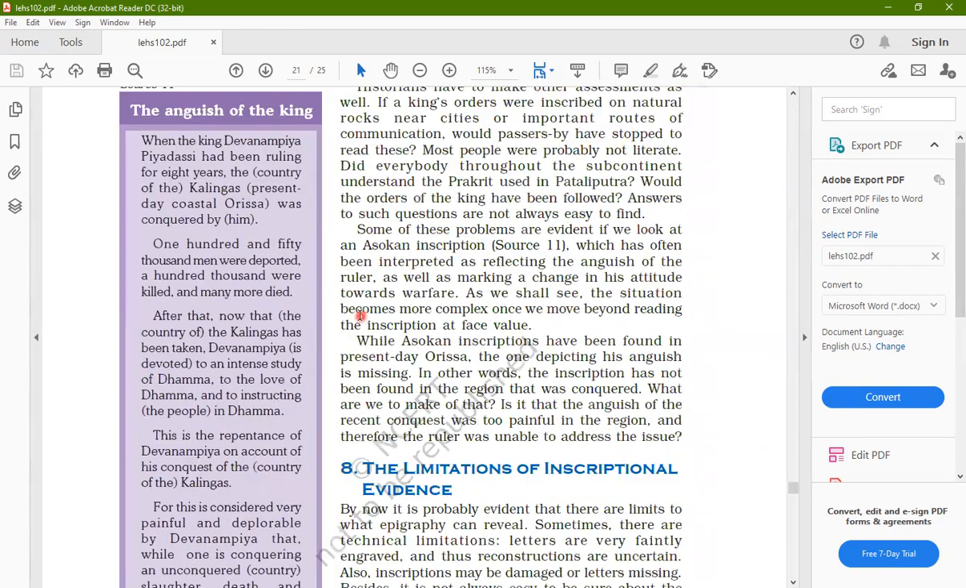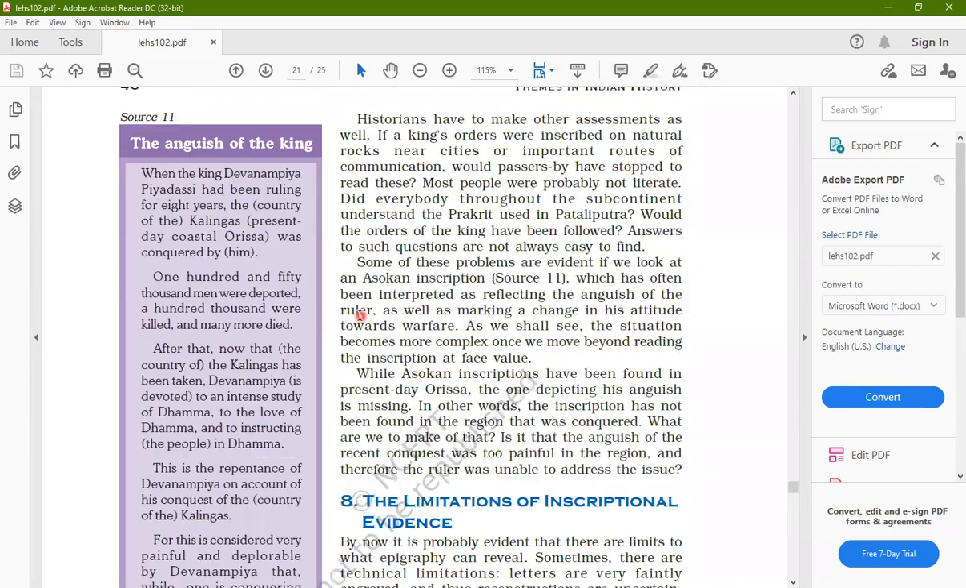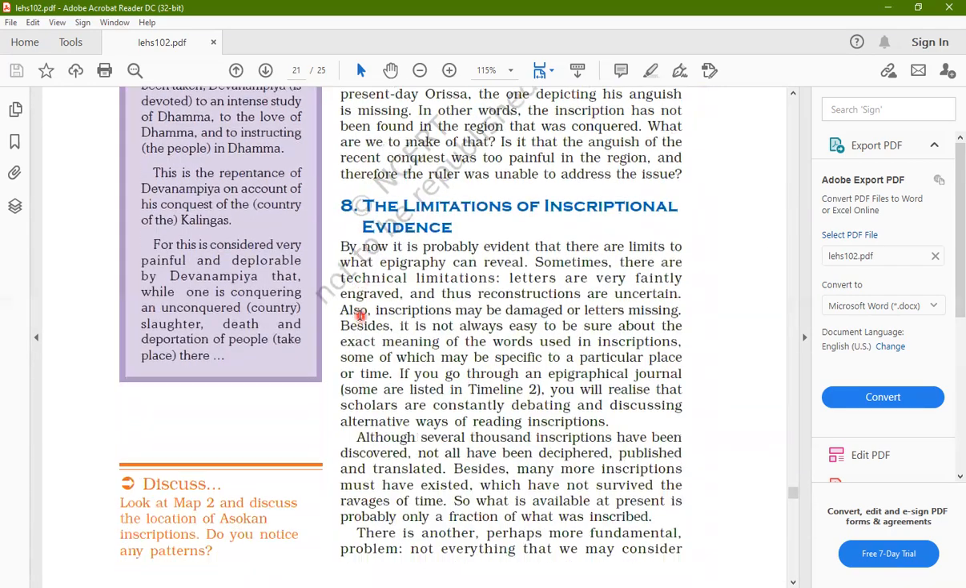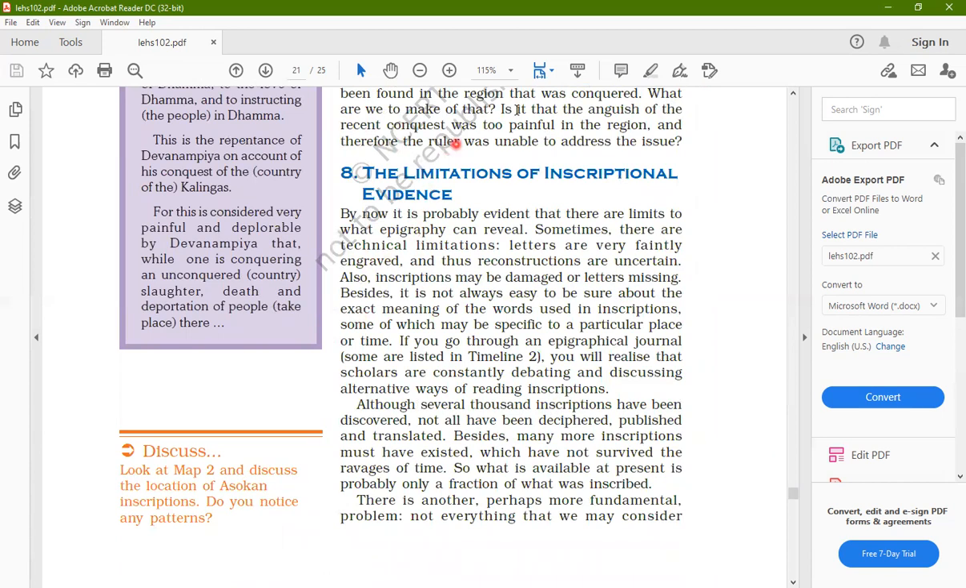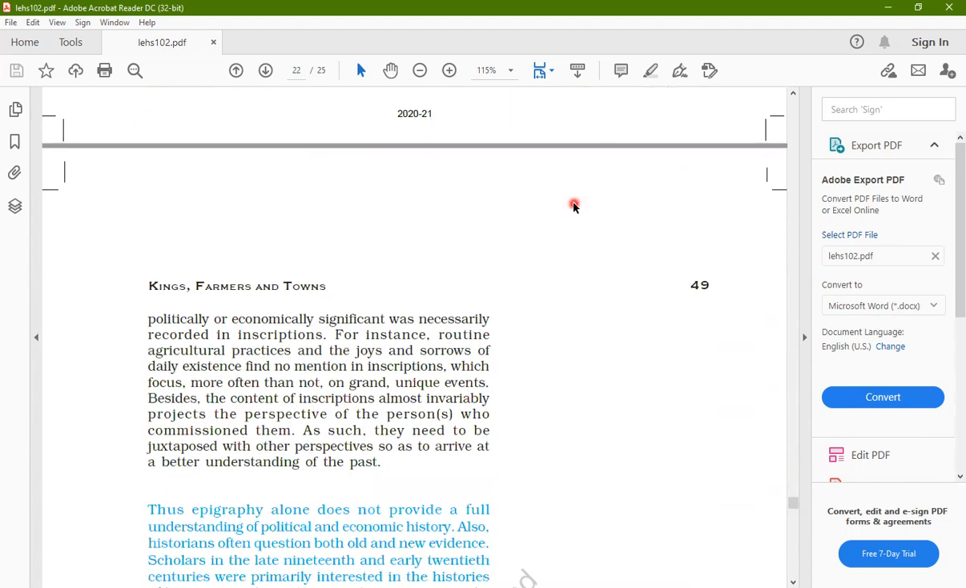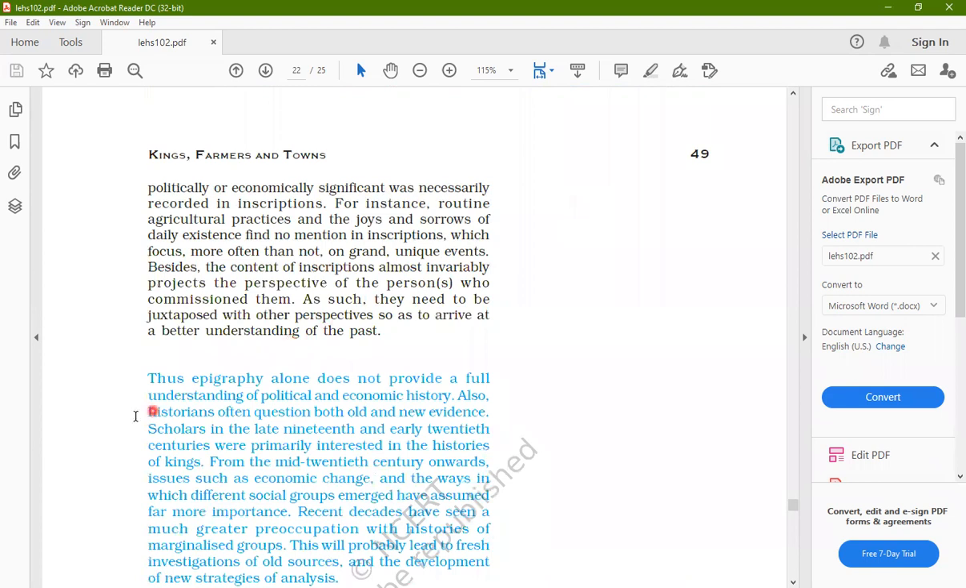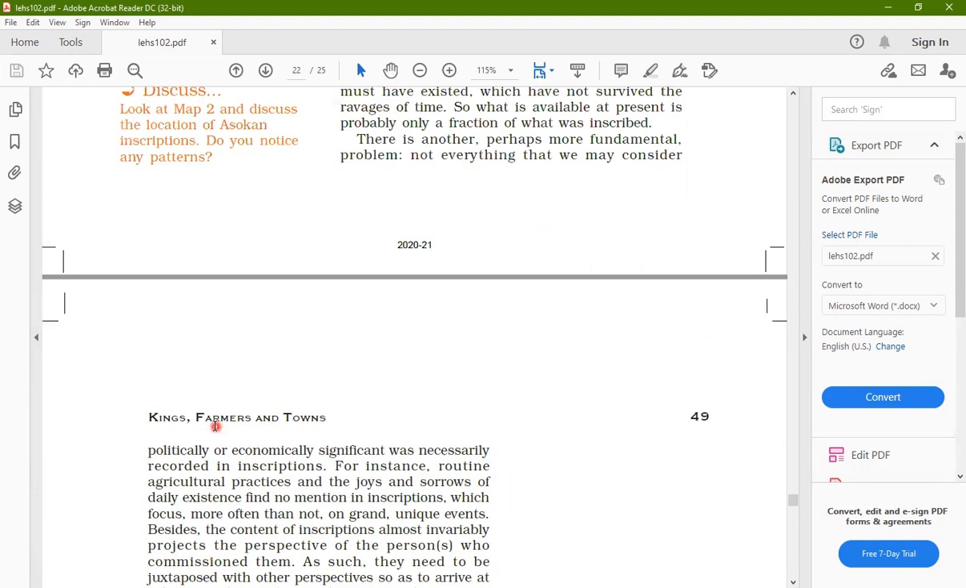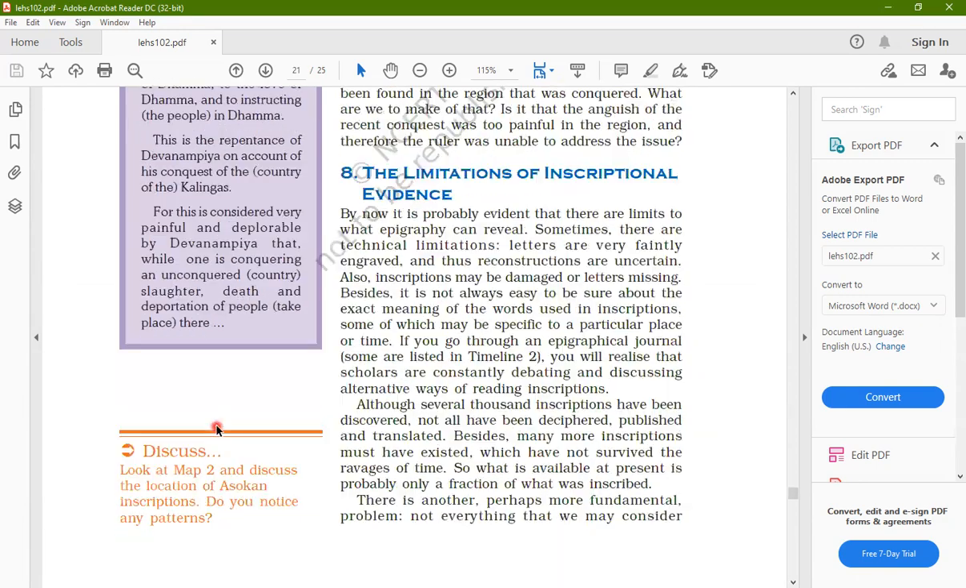Now we have one last important question: what is the limitation of inscriptional evidence? What are the steps being taken for erasing these limitations? Or we can ask why epigraphy alone does not provide the understanding of political history. So the answer is here only.